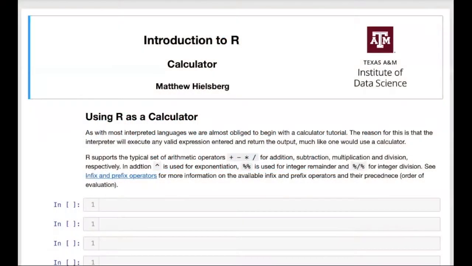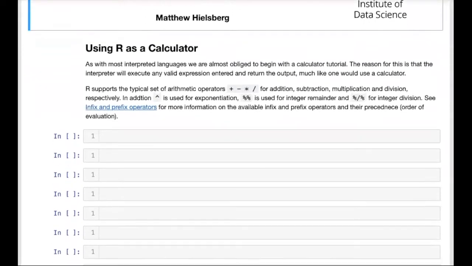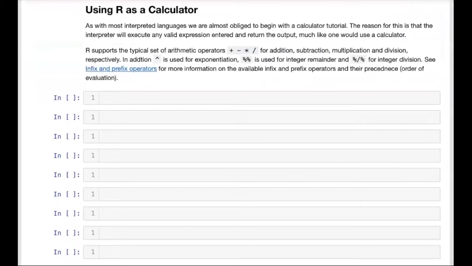In this video, we're going to be doing a sort of calculator demo. Now, R is an interpreted language, which means that each line of text the interpreter receives, it reads it, evaluates it, prints any output back to the console, and then loops back around waiting for the next input. And it's because of this that R can really be used similar to the way one uses a calculator, and so we're going to start with exactly that.